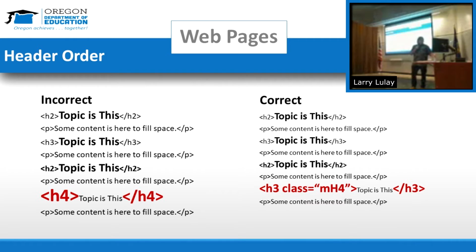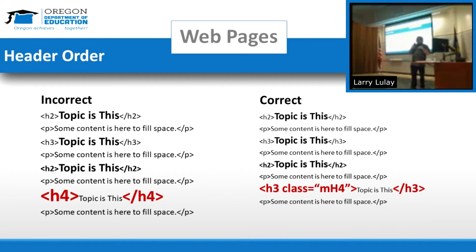In this first example, what you find out is that they skipped headers. They didn't have the correct order. If you look at the one that says incorrect, you see H2, P, H3, P, H2, P, H4, P. They skipped H3. That's a violation. When you look at the corrected one on the side, you see the H3 instead. Now, H3 reads correctly for the screen reader. They're going to like it.